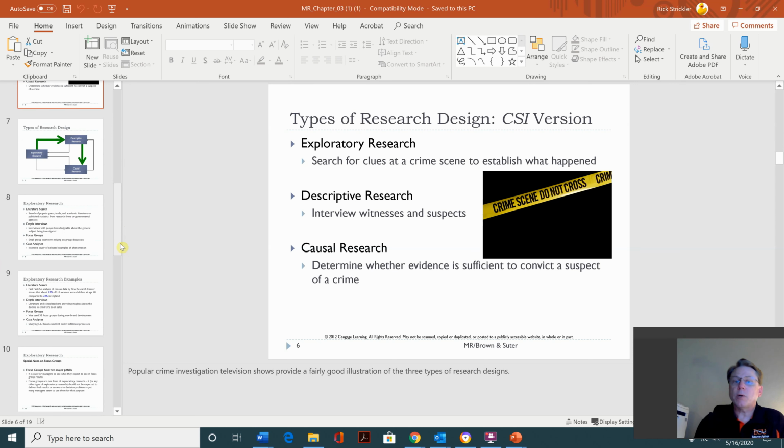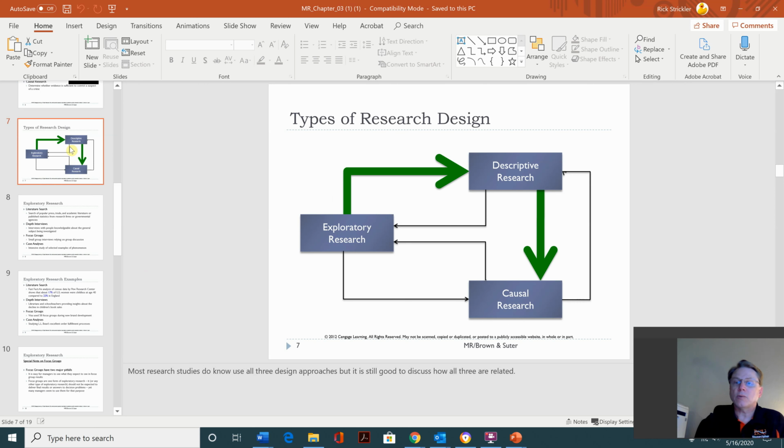Okay. So exploratory research, search for clues at a crime scene to establish what happened. Descriptive, interview witnesses and suspects. And casual, determine whether evidence is sufficient to convict a suspect of a crime. Okay, so exploratory to descriptive to casual. They can go in any direction, but this goes from exploratory over to descriptive and then down to casual, is what they're saying, but they all are interconnected.